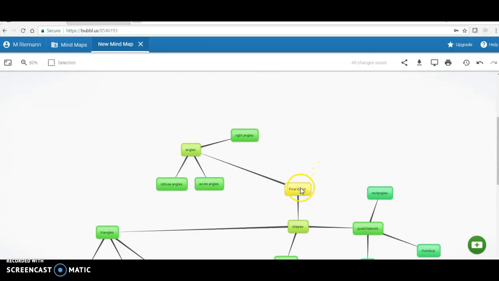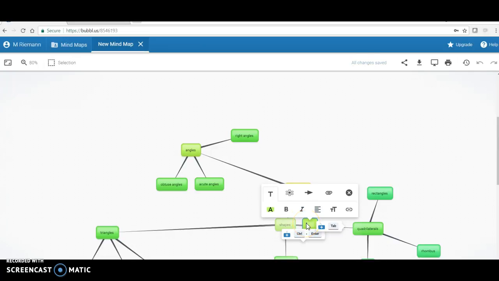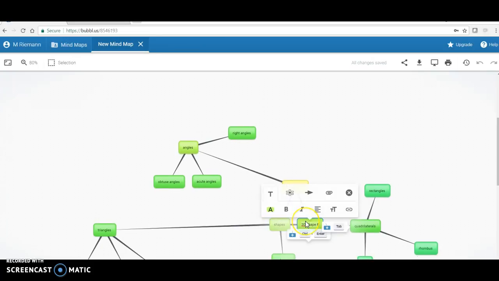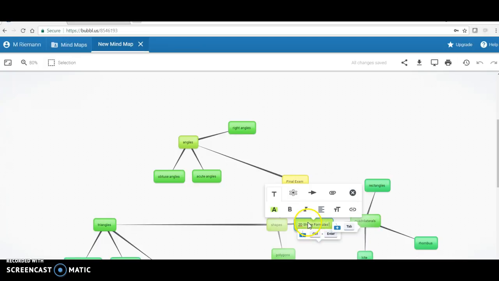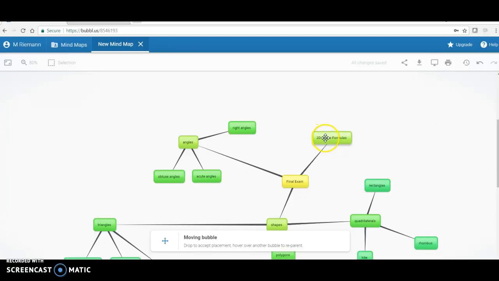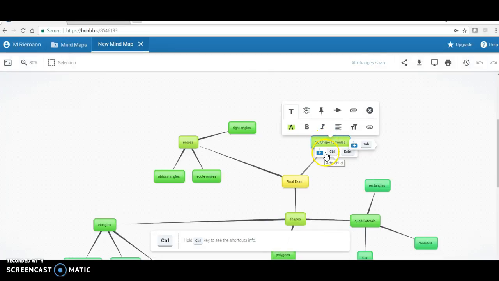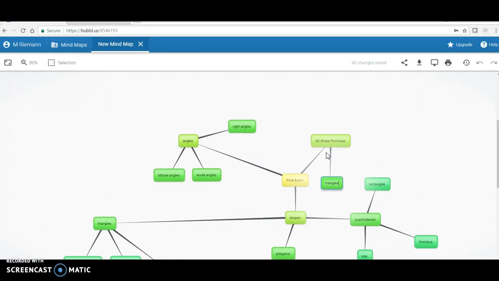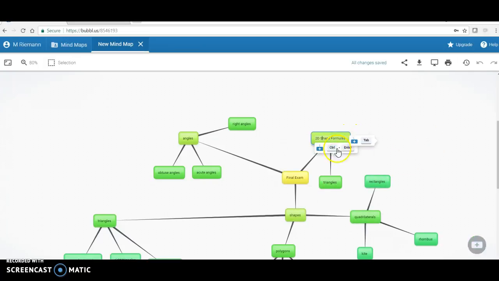Now I'm going to add another bubble because in addition to shapes and angles, we also talked about the formulas for 2D shapes. A bubble. We're going to put this bubble up here since I have some space, and we're going to branch off. So we talked about triangles and different formulas for them. We talked about circles.